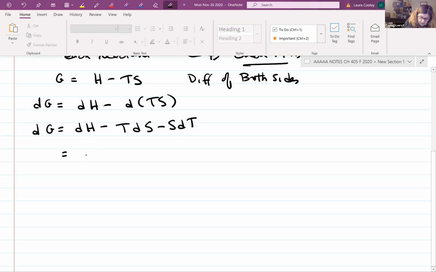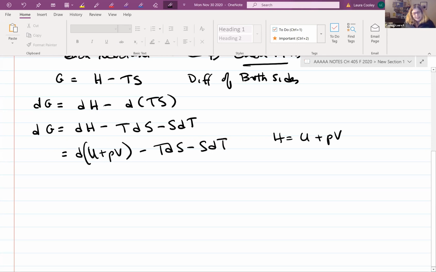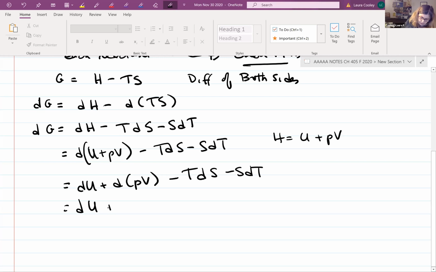And so then we'll put in the definition of enthalpy. So we'll have dU plus d(PV) minus TdS minus SdT. So what we're looking for is an expression for dG that depends only on dP and dT, right? The pressure and temperature. So we're getting there, right? Because the internal energy, this is dU plus d(PV). It's going to take a little bit. dU plus PdV plus VdP minus TdS minus SdT.